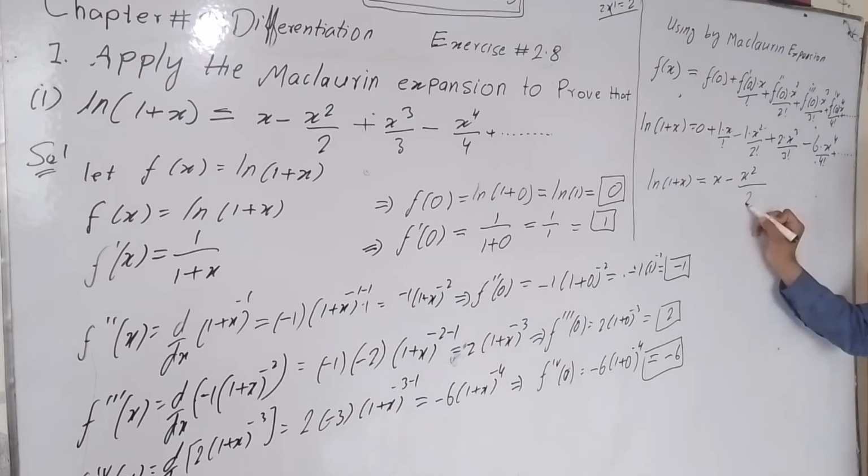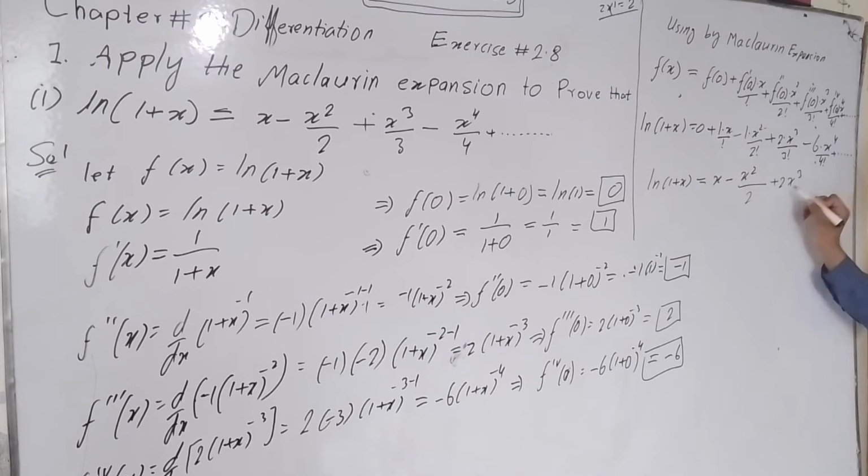2 factorial is equal to 2, plus 2x cube divided by 3 factorial, which is 3 times 2 times 1, minus 6x to the power 4 divided by 4 factorial, which is 4 times 3 times 2 times 1, which is 3 times 6, 2 times 1 times 2, 2 times 1 times 2.